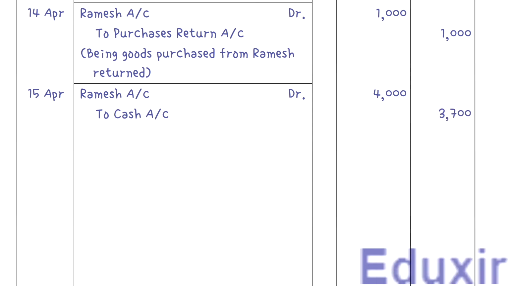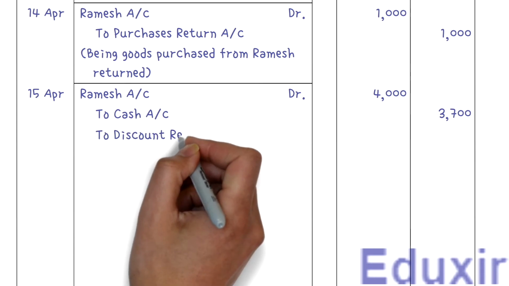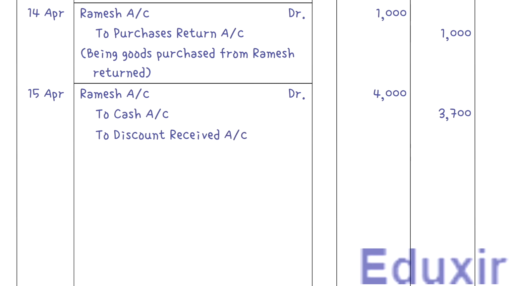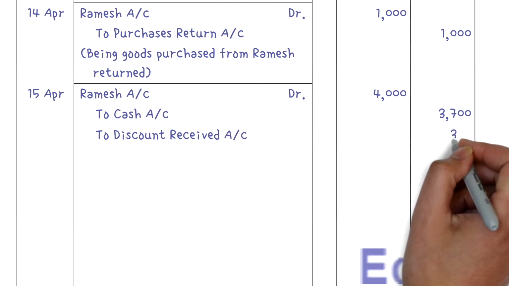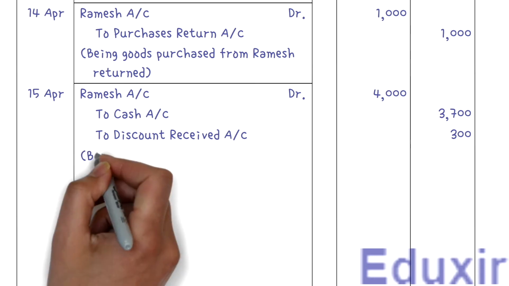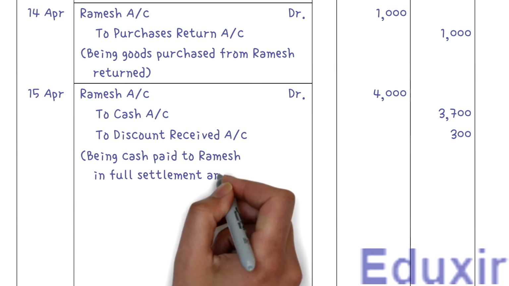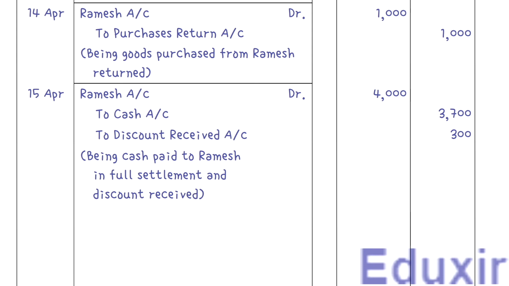Once again, leaving a margin, let us also record discount received account as the credit entry. Let us also record the credit amount of 300 rupees in the credit amount column. Let us now record the narration or description of this transaction, that is, being cash paid to Ramesh in full settlement and discount received. Let us now draw a line to mark the completion of journalizing of this transaction. With that, we have completed the journalizing of this transaction.